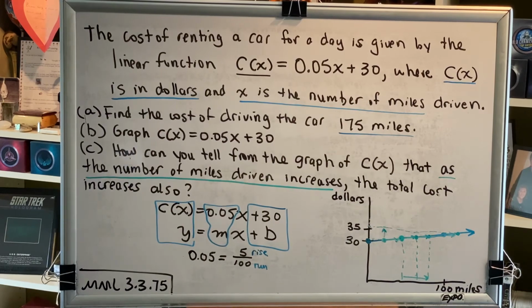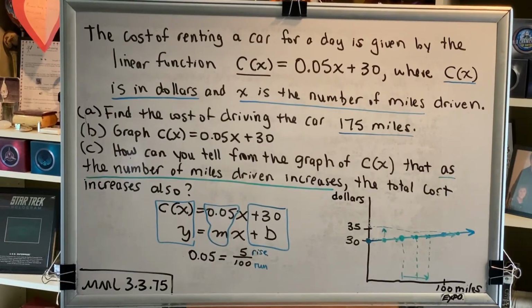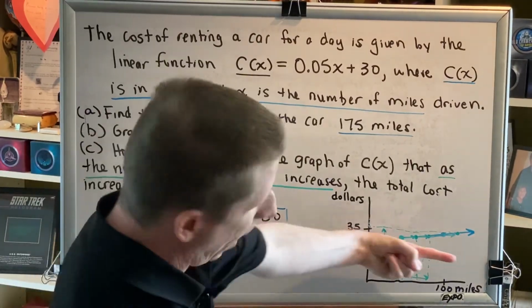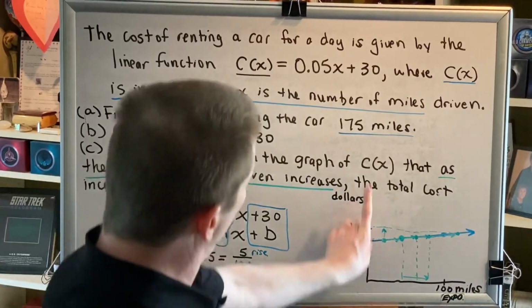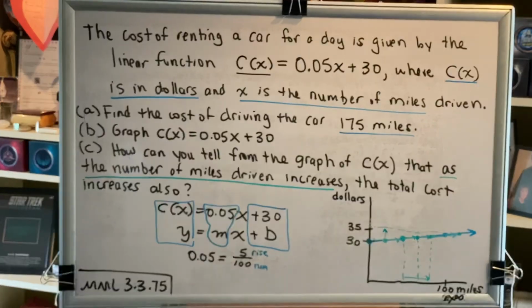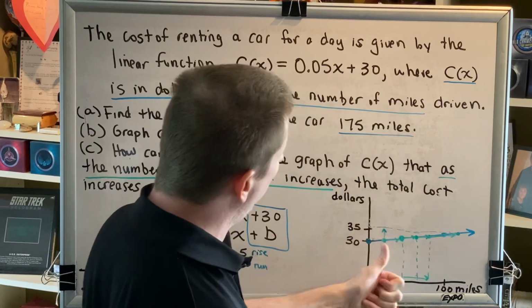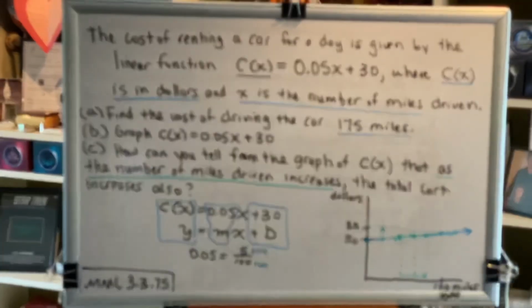We're asked to fill in the blank in this particular problem. The graph shows that as the number of miles driven increases, the total cost increases because it moves blank from left to right. Well, as we see, as we move left to right, we are going up. So we would fill in the blank in that sentence with the word upward.